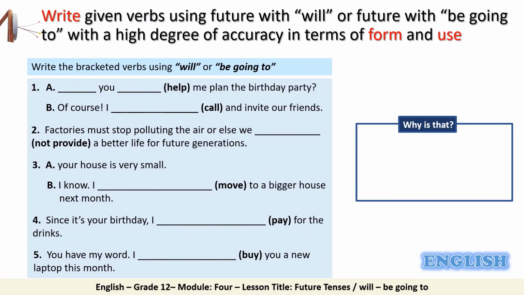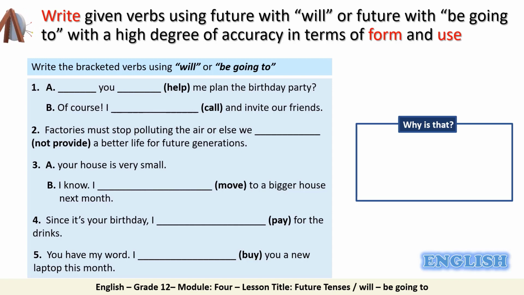Here we come to the last objective. Your task is to write the bracketed verbs, either using future with will or future with be going to. So please pause this video here and do the task. Excellent. Let's correct together. For sentence number 1, you have 2 verbs.